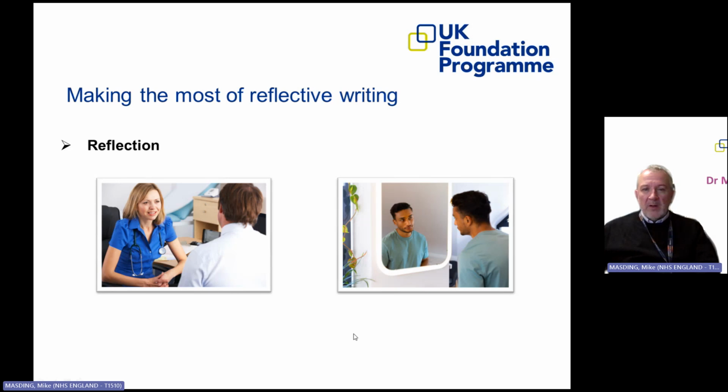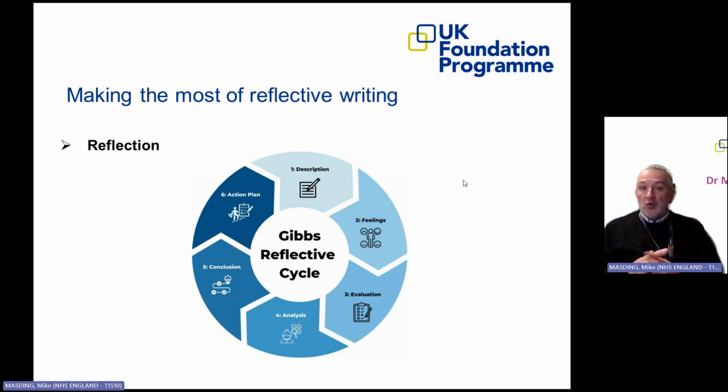What do I mean by that? Well, the most commonly used model of reflection is Gibbs' reflective cycle, but there are lots and lots of others which are not hugely dissimilar to this. And this goes through various different stages where you describe what happened, how you felt about it, you evaluate your own feelings and analyze them, come to some sort of conclusion, and then make a plan for what you've learned and how you might act differently, if there is something to act differently, in a future similar situation.